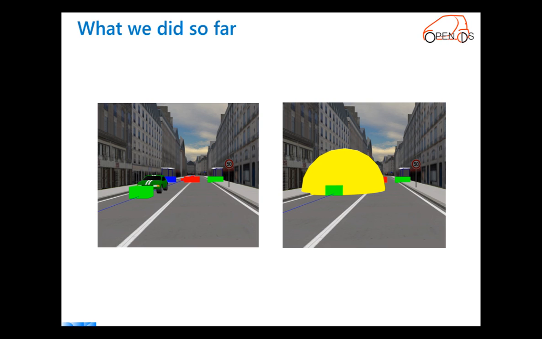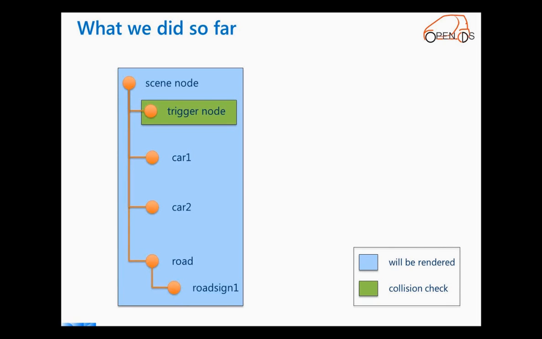So let me now explain a little bit more what we did in terms of the scene node. First of all, the main node of the scene graph is called the scene node. It contains all the descendants which will be visualized, which will be rendered. So this is marked blue here. All the subnodes of the scene node will be shown on the screen, will be rendered.